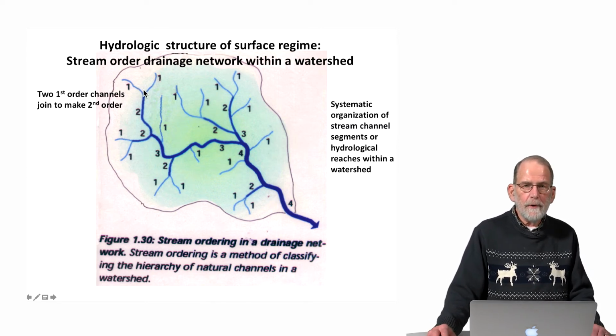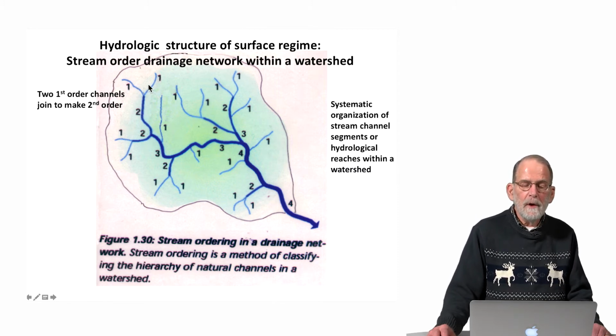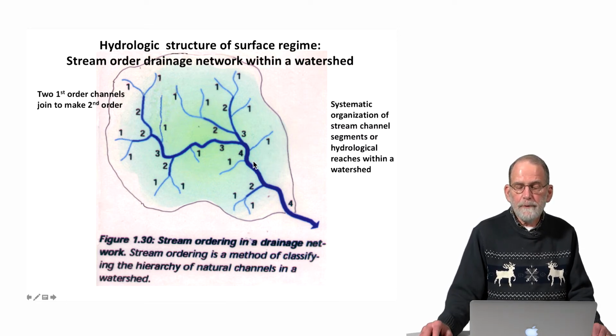Two first-order channels join to make a second order channel. So we're moving from the very high upland portions of the watershed down into a zone where two intermittent first order streams are going to join together to create a second order stream. Two second order streams come together to create a third order stream. Two third order streams come together to create a fourth order stream.